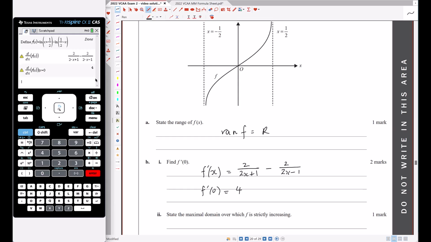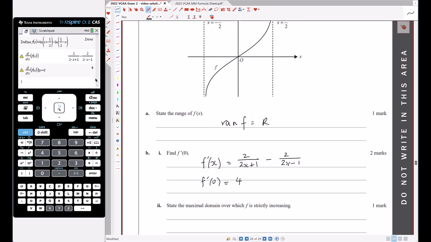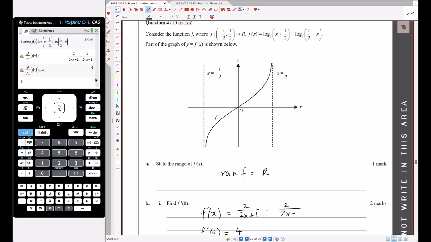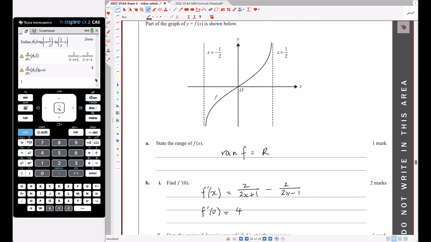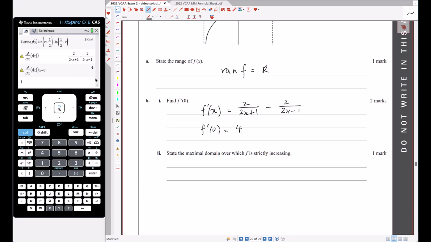Yep. Okay, so state the maximal domain over which f is strictly increasing. Okay, so f seems to be strictly increasing over its entire domain. It's constantly got positive gradient, never goes down again, and so therefore that would be over the domain -half to half, not inclusive of -half and half because they're asymptotes.